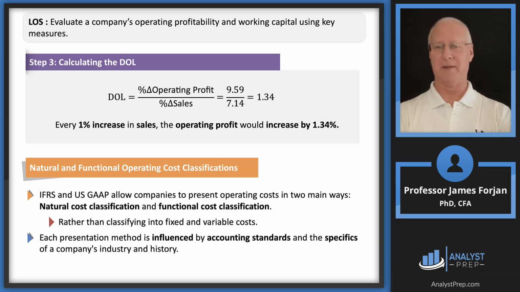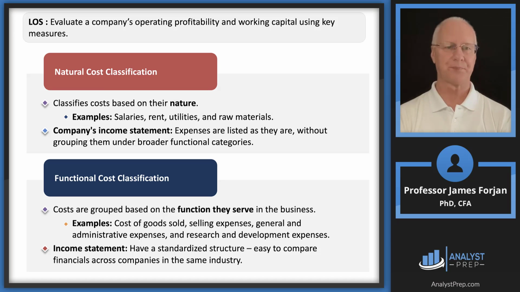Now, remember I said something about our recollection of financial statement analysis stuff and the international rules and the GAAP rules. You can present these operating costs in two main ways: natural cost or functional cost classification, rather than classifying them into variable and fixed costs. So whatever we're doing in this section with these LOSs, make sure you remember what we talked about with the international and the US people.